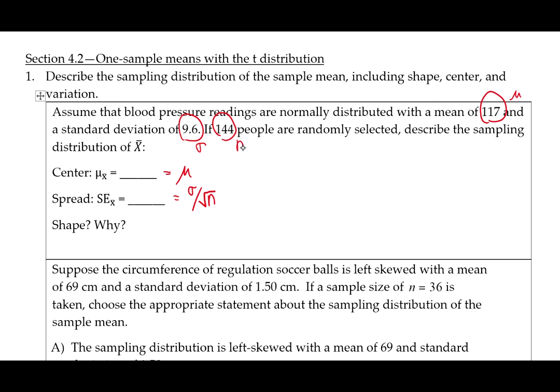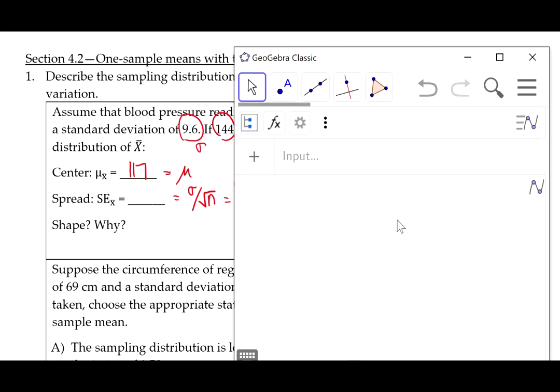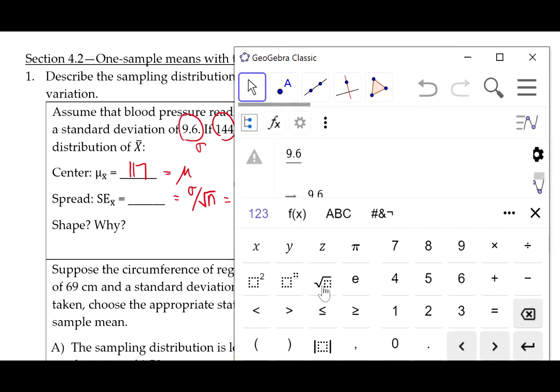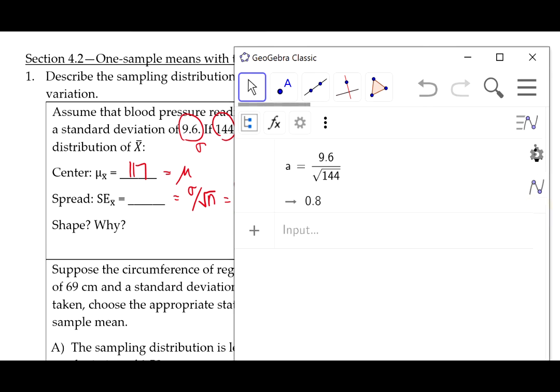So we can compute mu sub X bar, which is just equal to mu, which is 117. And the standard error of X bar is going to be equal to 9.6 divided by the square root of 144. And we can calculate that in GeoGebra. We're going to compute 9.6 divided by the square root of 144, and that gives us 0.8.